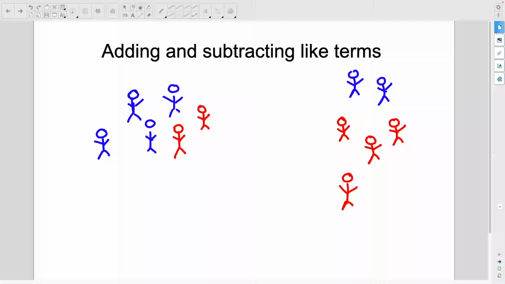Okay, so we're going to just do a little adding and subtracting like terms. This really is an interesting concept, but the basic understanding of it is pretty simple. So we're gonna take a look at this, and we have two groups of kids. In our groups of kids, we're gonna say the blue kids are the boys, the red kids are the girls. So in this case, we have 4 boys and we have 2 girls. This way we have 2 boys and 4 girls. And the idea is, how many would we have if we combined both groups together?